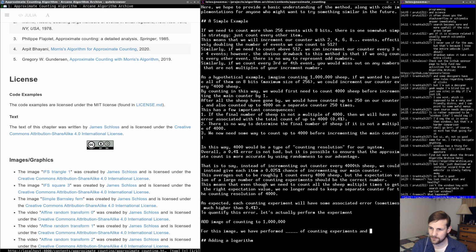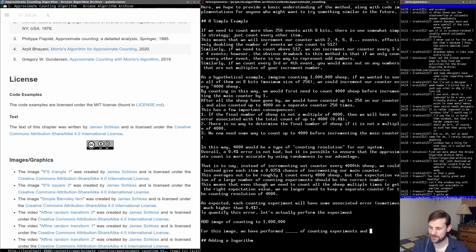Let's see. You look really great and healthy, question mark. What happened? I don't know. Sorry. Isn't the Windows key with search not available in early Windows? It's not. That's something that was added in Windows 10 is what I'm saying. It only became available after Windows 8, I think. Yeah, so I don't know.